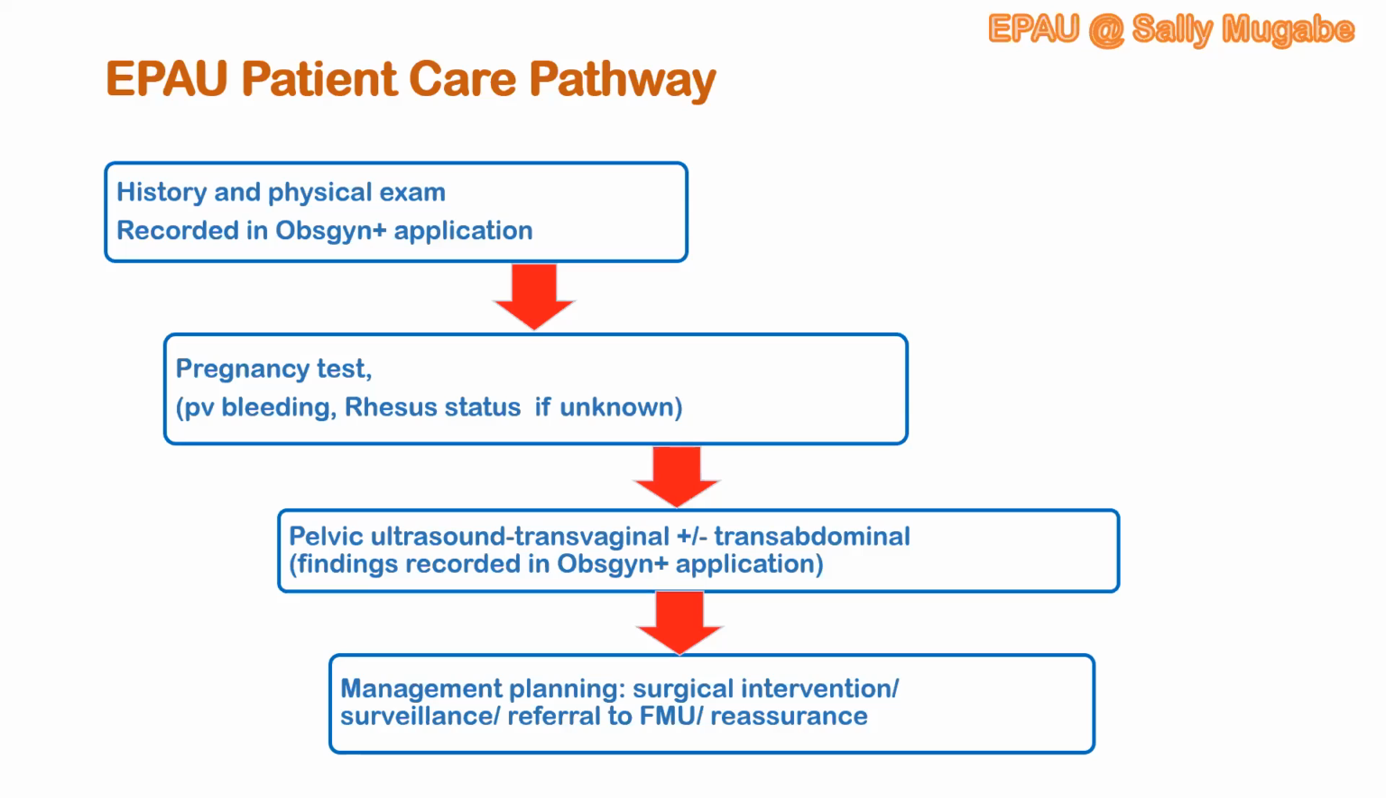For those who come bleeding, who want to know their RESA status, a pelvic ultrasound scan will be done. Currently, we are teaching them to do transvaginal, but a transvaginal with or without transabdominal scan can be done on the patient. Then the findings will be recorded in the OBS Gyne Plus application. Then the management planning will be done after that, whether it is a surgical intervention, surveillance, referral to FMU, or reassurance. So these are the possible care pathways that will come. Of course, surgical intervention may include admission into hospital.